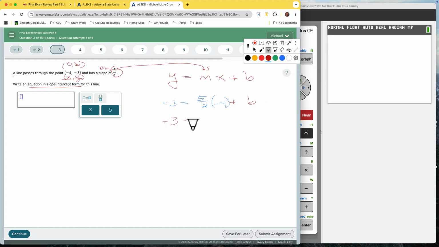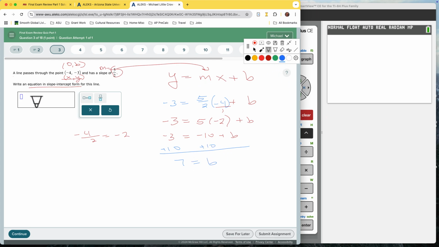We get -3, nothing happened there. 5/2 times -4. Think of 4 as being over 1, so 2 goes into 4. We're going to get 5 times -2, right? Because 4 divided by 2 is what we did, gives us -2. We get -3 equals -10 plus b. Add 10 to both sides. And we get +7 is what b is.